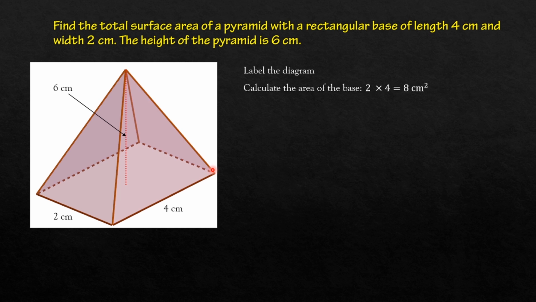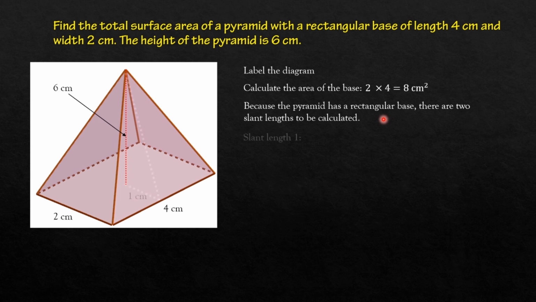Calculate the area of the base, which is simply 4 times 2, which is 8 square centimeters. Because the pyramid has a rectangular base, there are 2 slant lengths to be calculated. We need to calculate slant length 1, which is represented by this white dotted line here. This length 1 is half of the base edge here, which is 2. So half of 2 is 1. We know the height is 6.